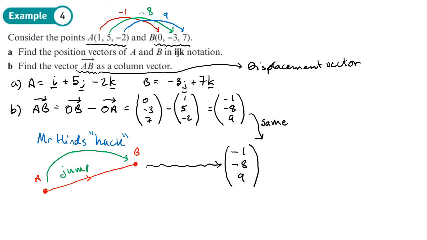So make sure you understand the difference between a position vector, that's what we had in part A, and what we had in part B, which was a displacement vector. And a displacement vector tells you how to get from one point to another.